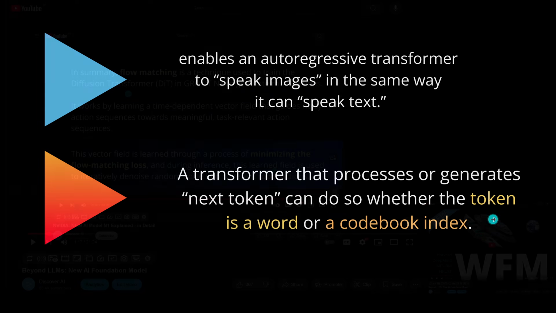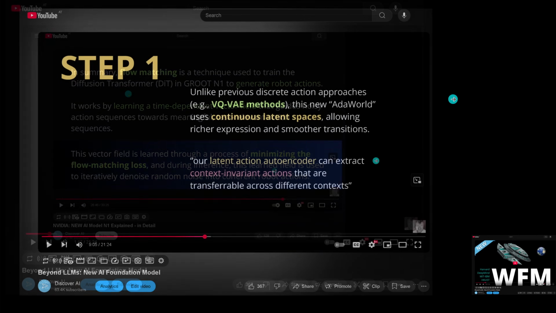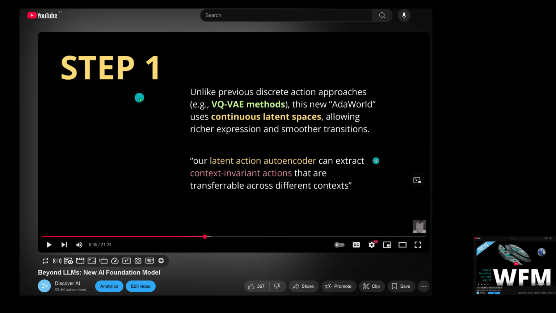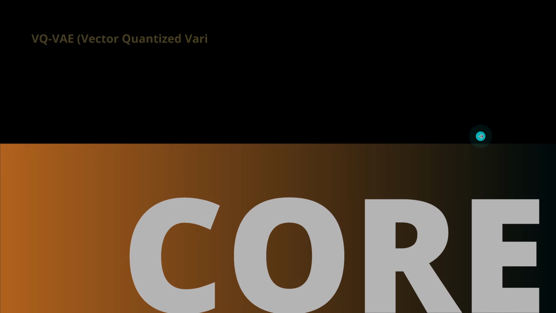Now you know codebook indexes if you're a subscriber, because I just showed you this about a new foundation model, and I told you we can work with diffusion transformers here in Nvidia's Groot N1 to have some robust actions, and we have flow matching and whatever. And I showed you then in detail in step 1 that we will use a vector quantized variational autoencoder methodology, where we have our autoencoder, and then I showed you the specific loss function, how to calculate it, how to code it, and how to compute this in particular. But let's come to the core new idea.